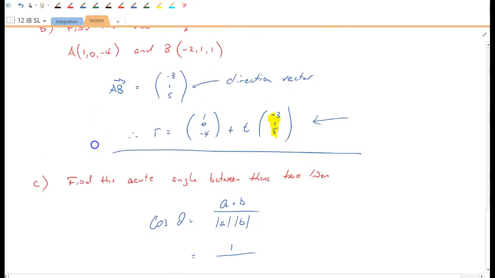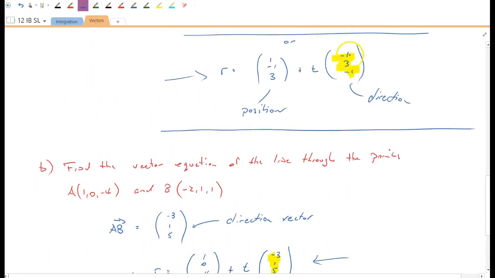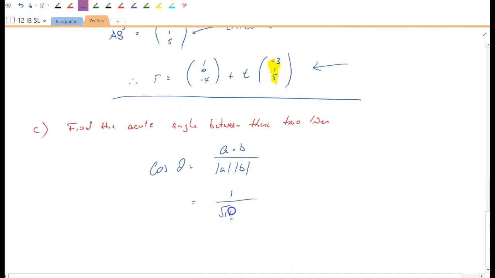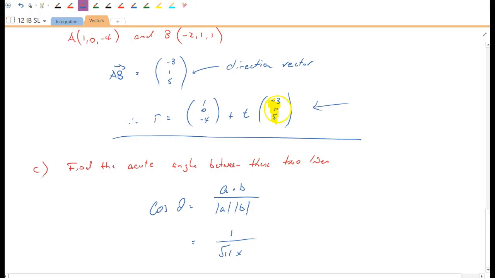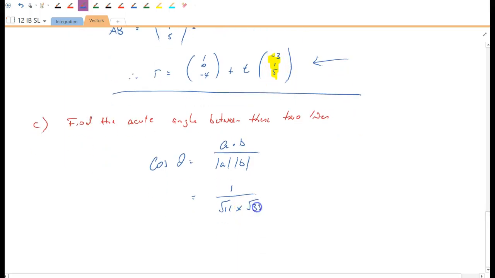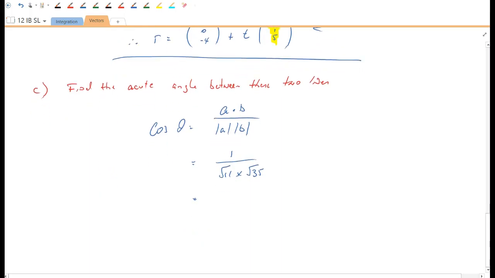My magnitude of a is 1, 9, 1, so that's square root 11, times 9, 1, 25, square root 35. So cos theta is equal to 1 over root 11 times root 35. Put that through the inverse cos, and I think we'll get 87.1 degrees to 3 significant figures.